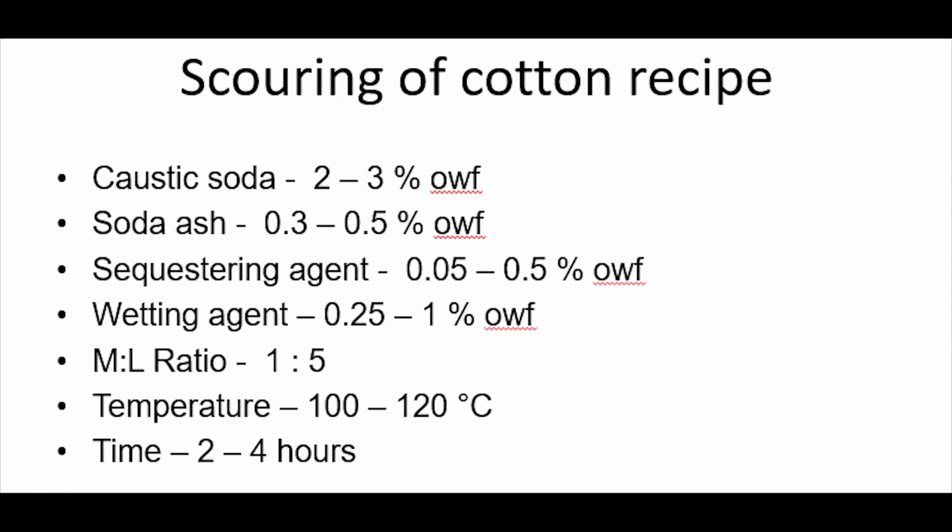If it is a winch, you can use the same recipe. If you are using a continuous process, you have to use a higher concentration of soda ash and caustic. And time also depends on the amount of alkali added in the process.